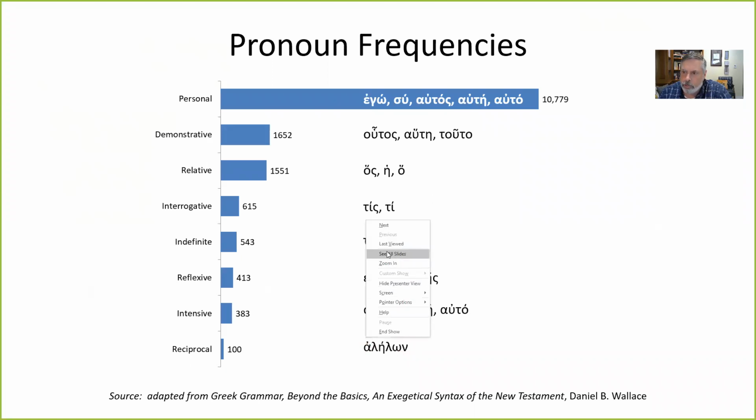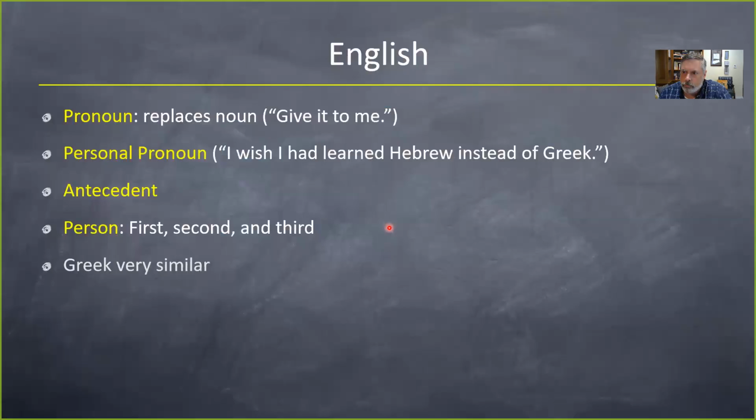Let's see if I can go to the next slide. Okay, as a review in pronouns, English pronouns replace the noun. Give it to me. Well, it and me are both pronouns. They refer back to their antecedent, maybe it's the book or maybe it's the pen. So give it to me, whatever it might be referring back to. So you have to look at the previous sentence or clause and find what its antecedent is. Me is, of course, the direct object. Actually, it's functioning as the indirect object.